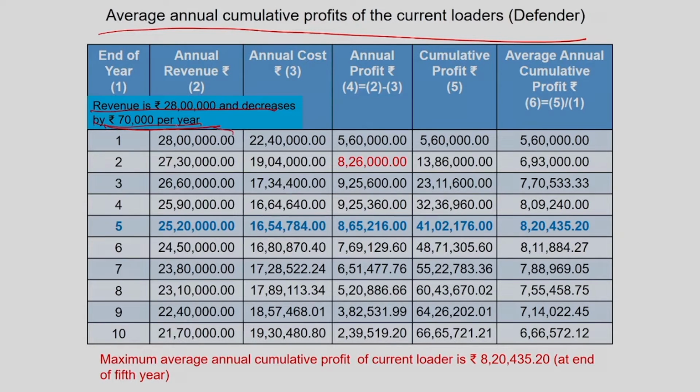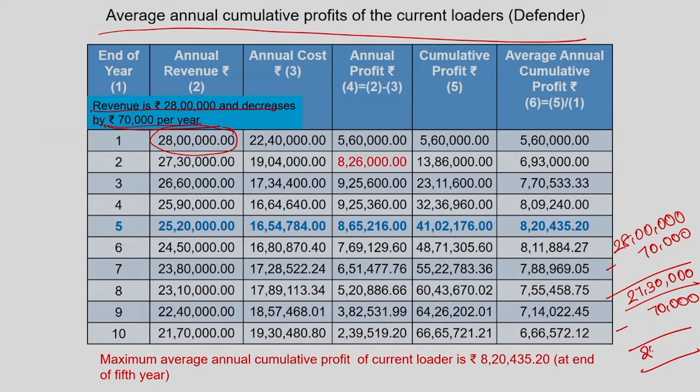Okay. To start with, for the first year it is 28 lakh, and then the revenue is decreasing by 70,000 every year. So, subtract 70,000, you will get the revenue for the second year, that is 27 lakh 30,000. Now, again subtract the 70,000 to get the revenue for the third year. It is nothing but 26 lakh 60,000. So, you keep deducting 70,000 for every year, and you will get the annual revenue for every year.